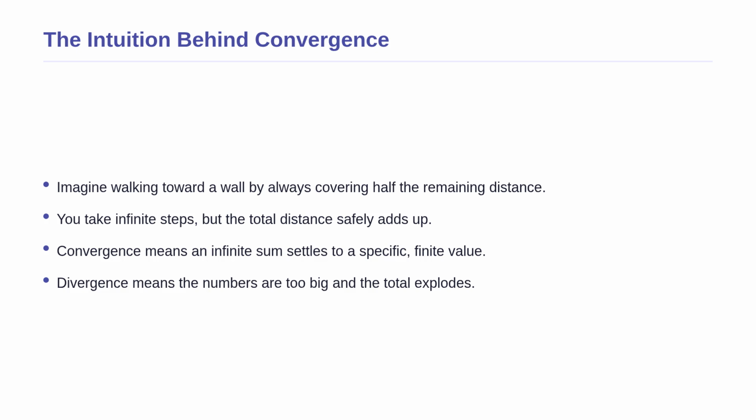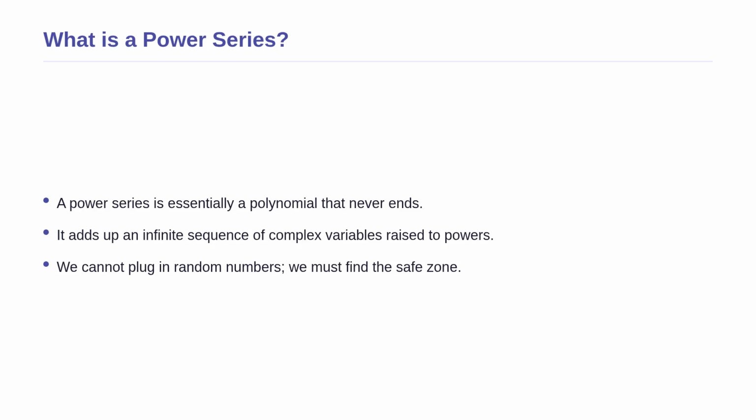In mathematics, when an infinite sum settles down to a specific finite value like this, we say it converges. If the total explodes toward infinity, it diverges. Now that we understand what convergence is intuitively, let us apply it to complex analysis.